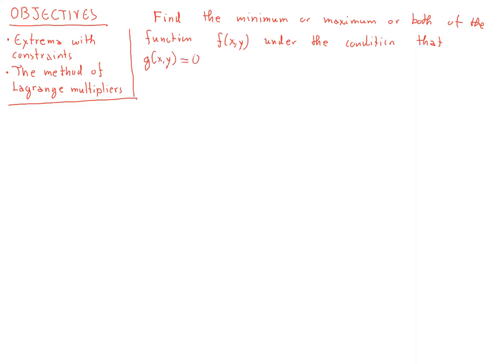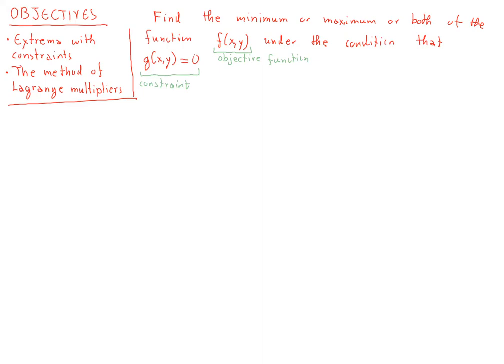So what we're going to do is we're going to call this the objective function. So this is going to be called the objective function. And this is going to be called the constraint. Again, if we have more variables, it is conceivable that we can have more than one constraint.